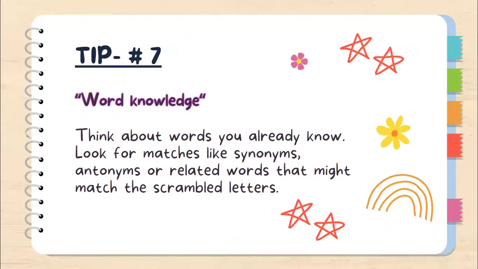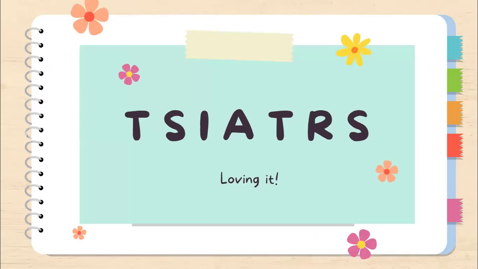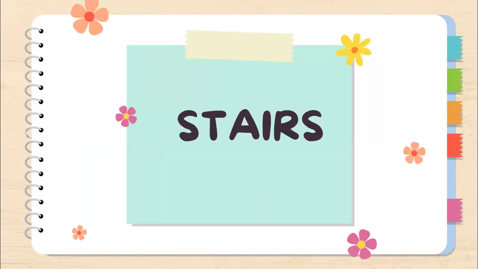Tip 7. Word knowledge. Think about words you already know. Look for matches like synonyms and antonyms or any words related that might match the scrambled letters. So, try it. Think of synonyms, think of antonyms, think of anything related to the letters that you find in the word. You got stars, right? Superb.